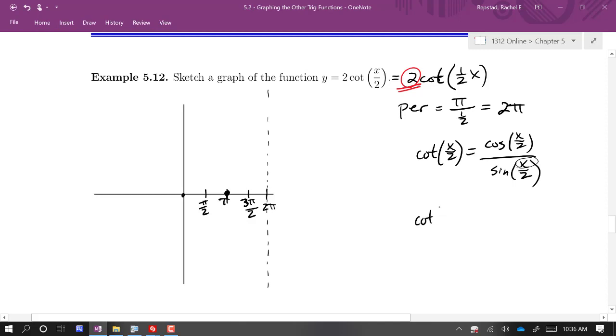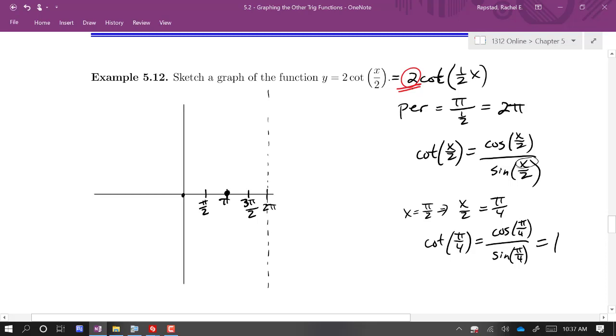Cotan of pi over 2, sorry, when x is pi over 2, that means that x over 2 is in fact pi over 4. So cotan of pi over 4 is cosine pi over 4 over sine pi over 4. You might recall that pi over 4 is where sine and cosine are equal. So this is equal to 1, and so when I multiply it by this coefficient of 2 out front, it's going to hit that value of 2.